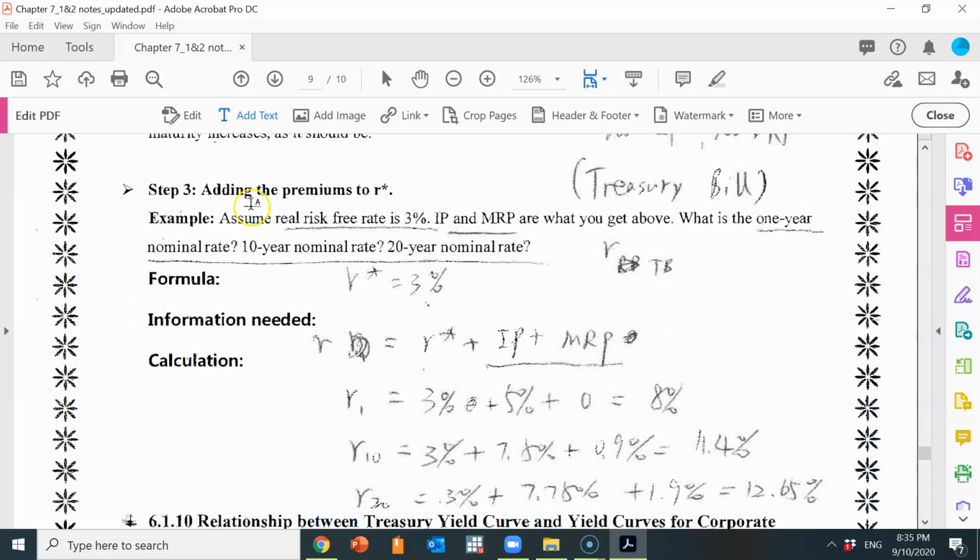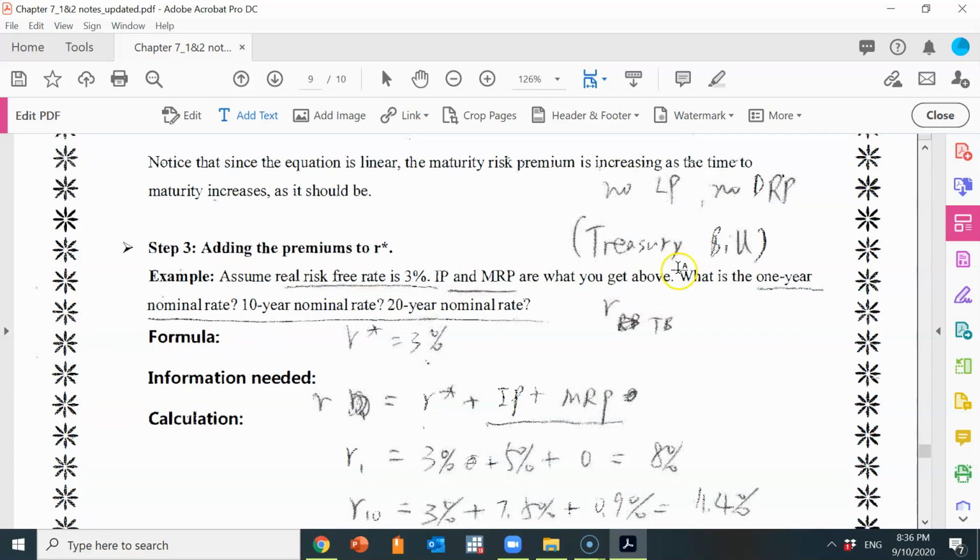All right, adding premiums to R star. Example: assume the real risk-free rate is 3%. IP and MRP are what you get above. Now we're coming to step 3. After we calculate IP and MRP, let's add them to our real risk-free rate to get the 1-year nominal rate, 10-year nominal rate, and 20-year nominal rate. Again, because these are treasury bills, we do not have LP, liquidity premium, or DRP, default risk premium.